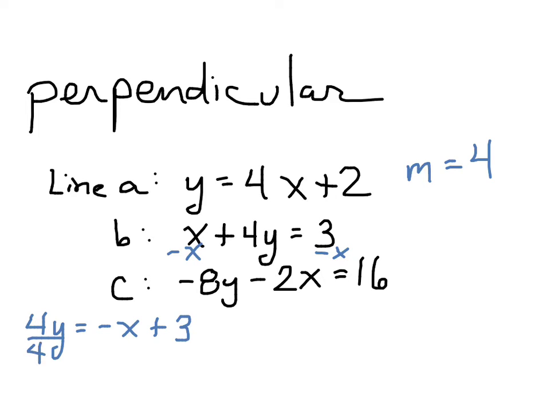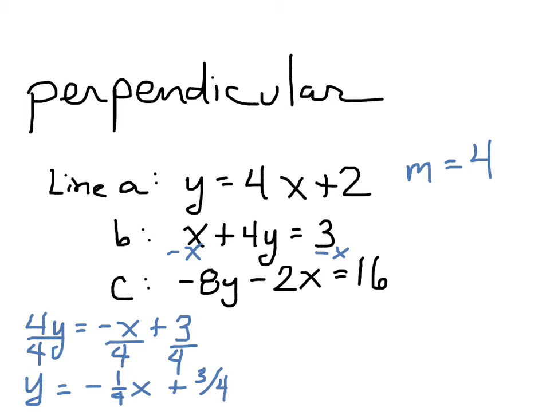Divide by 4. And when I do that, I do it to each piece. So I get y equals. Now, if you notice, there's no number in front of the x. If there's no number in front of the x, it's understood to be a 1. So this is really me saying negative 1 divided by 4x. So negative 1/4 x plus 3/4.